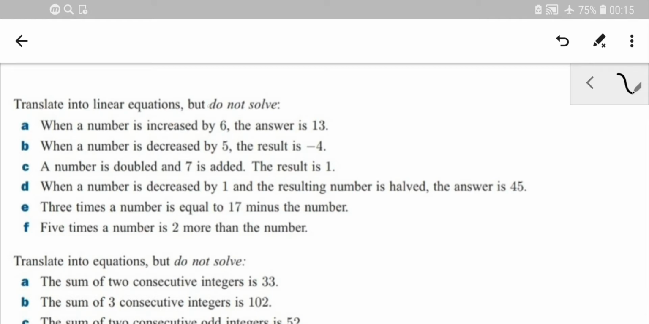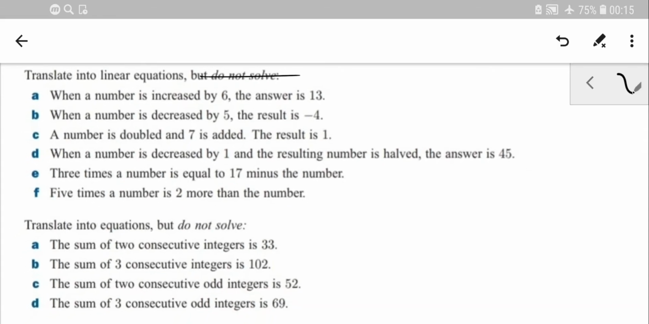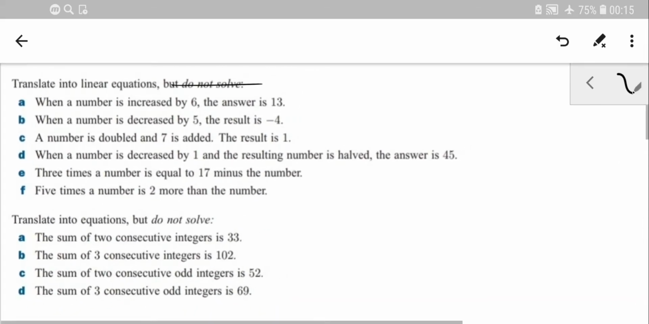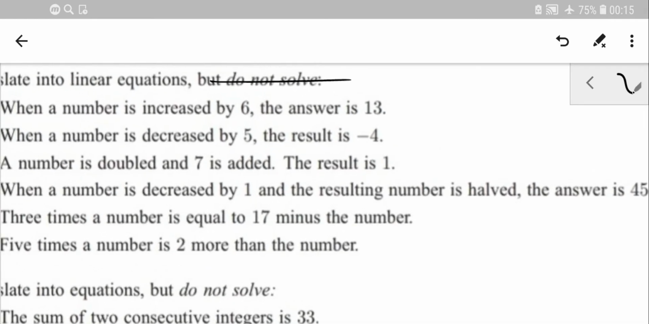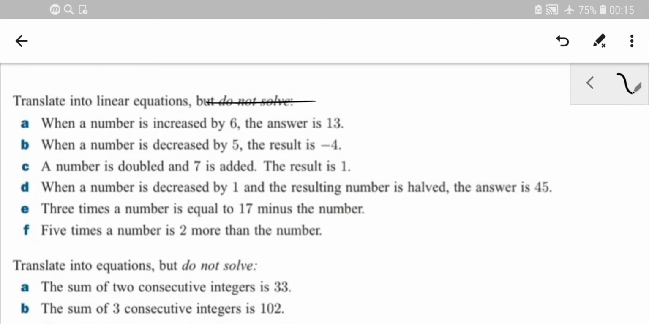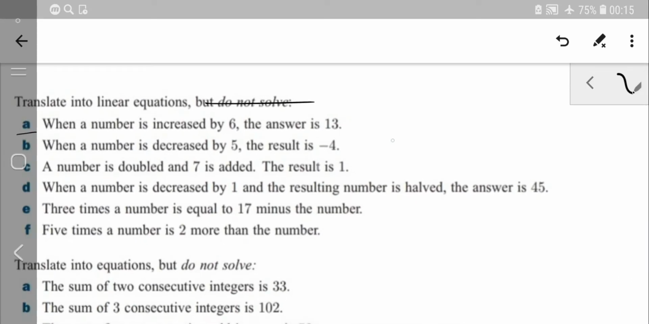Okay, I'll erase this phrase, because we'll be solving also. So: when a number is increased by 6, the answer is 13. You can pause the video and try to consider all those tasks. Try to do them on your own and then check with my explanation. So first of all, we need to first choose an appropriate variable or unknown.